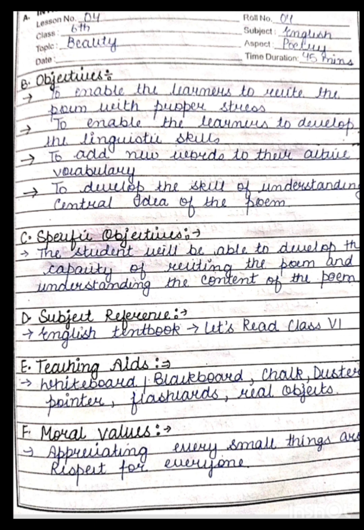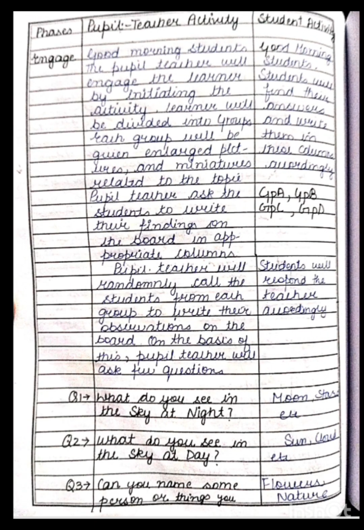So here is the English textbook of class 6. Teaching aids are the whiteboard, blackboard, chalk, duster, pointer, flash cards, real objects, all these are taken in this. The moral values: appreciating every small thing and respect for everyone. So this is the first page. The second page is a bit common, that is the engage phase, the pupil teacher activity and the students' activity.